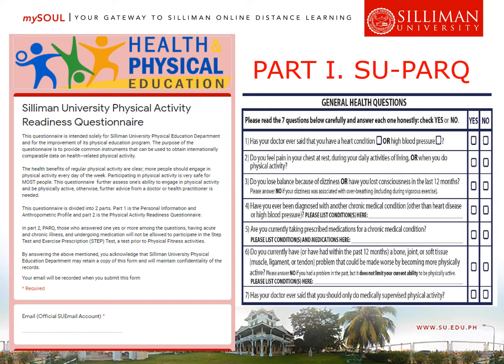For part 2 of the questionnaire, the Physical Activity Readiness Questionnaire, the students will answer 7 general health questions. In addition to part 2, those who answered 1 yes or more among the questions, having acute and chronic illness and undergoing medications, will not be allowed to participate in the step test and exercise prescription, a test prior to physical fitness activities. And students need to input their SU official email account to access this link.